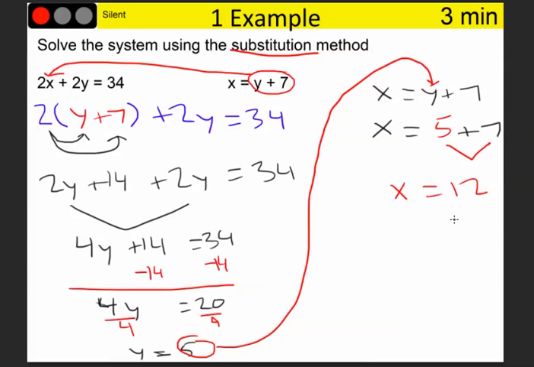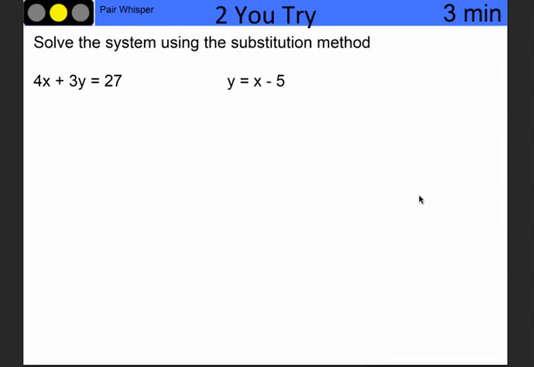I can just quickly check this in my head to make sure that it makes sense. This says 12 equals 5 plus 7. That makes sense. In the other equation, I have 2 times 12 is 24, plus 2 times 5 is 10, and 24 plus 10 is 34. So this looks like a lot of writing, but it's just skills that you guys already know. Now it's time to try another one. Pause the video, try this one out on your own, and then check your work with mine in a minute.